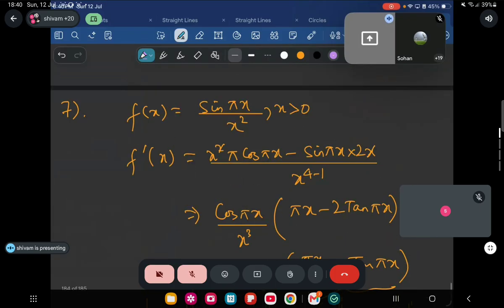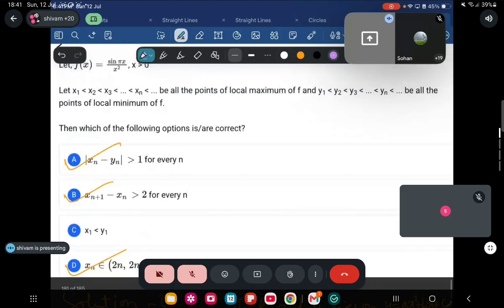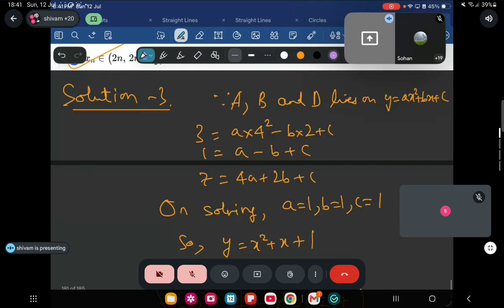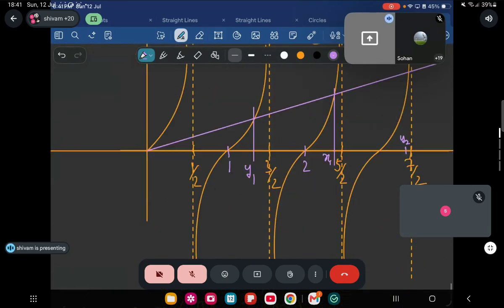Now let us look at the options. You can understand that x1 is of course greater than y1, so option C is discarded. Next, xn belongs to (2n, 2n plus half). This is correct.